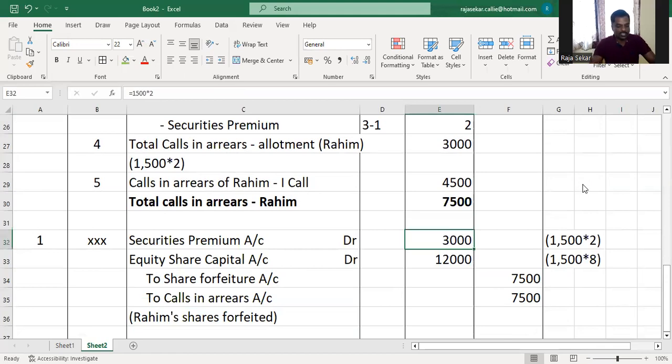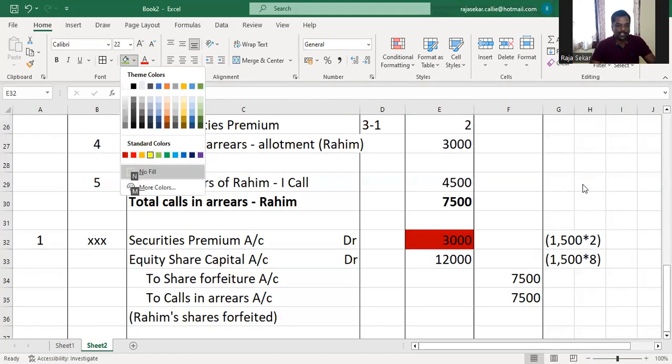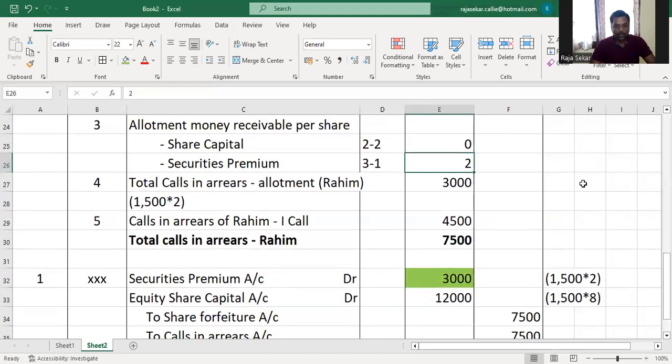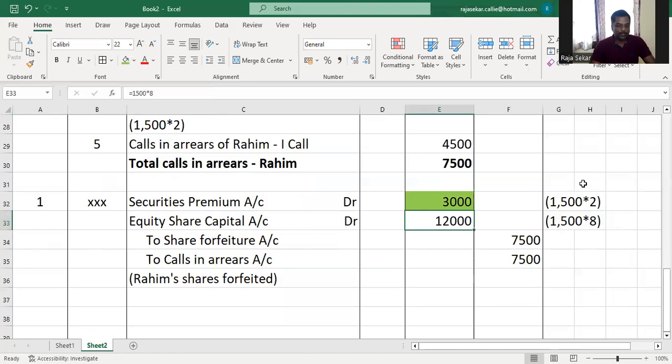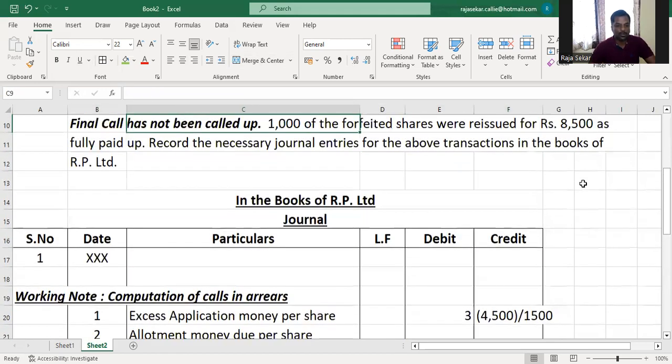See, you got this 3,000 information also from our working note only. Am I right, my dear children? We found out that 2 rupees of securities premium has not been paid, and from the working note only, we found that. And the called up value has been given in the question itself. They said that the final call has not been called up. So 11 rupees was called up in total without the final call, but out of that, 3 was premium, and therefore the remaining 8 rupees has been called up. 1,500 into 8 gives us 12,000. And then on the credit side, we have calls in arrears and share forfeiture. We've already found the calls in arrears of Rahim to be 7,500, so share forfeiture account will be 7,500. Understood or not, my dear children?